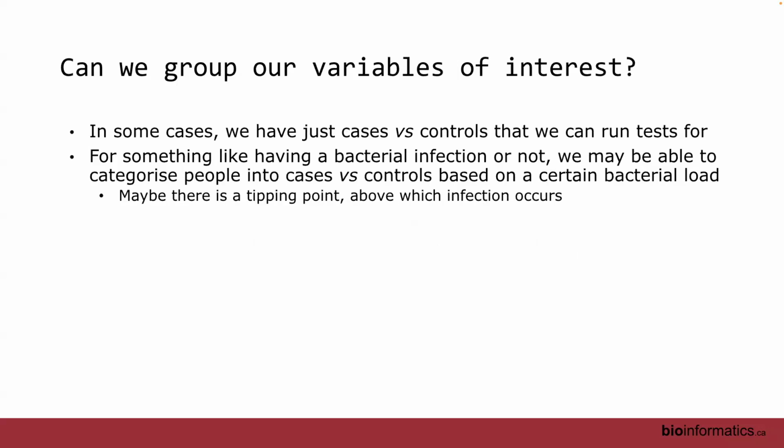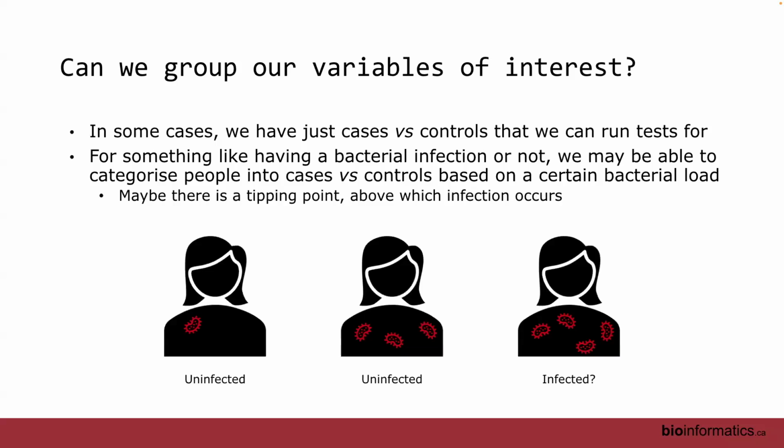And then finally, can we group some of our variables of interest? So in some cases, we have things like cases versus controls that we can run tests for. And so for something like having a bacterial infection or not, we may be able to just categorize people into cases versus controls based on a certain bacterial load. And so maybe there's a tipping point above which infection occurs. So just in this basic example, maybe you've got 3 bacteria and you're uninfected, and then you have 4 and that's an infection. Most things in biology are not that simple.